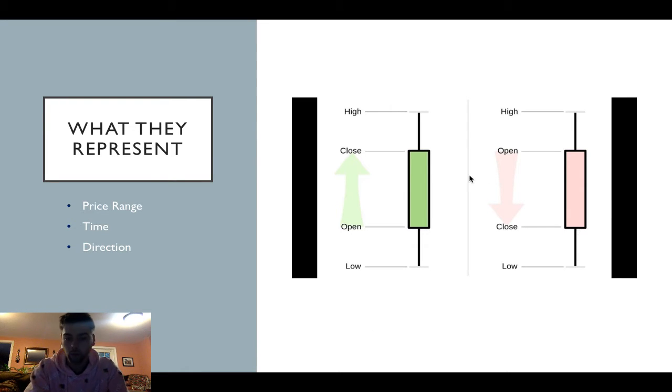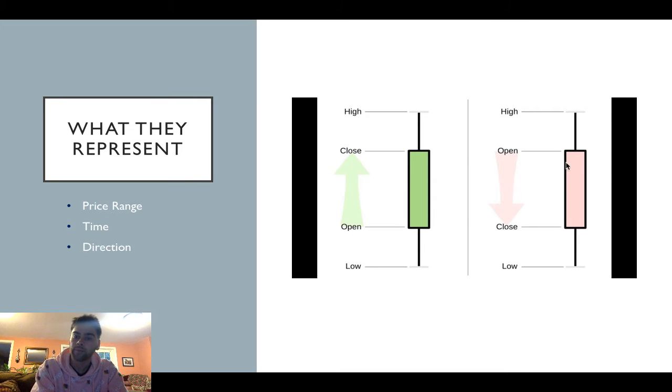So just a quick recap right here. On a green candlestick, the bottom of the box is the opening price, and when you go up to the top of the box, that is the closing price. Now, it's not the top of the wick or the bottom of the wick, it's the box. And on a red one, the top is the opening price, and the bottom of the box is the closing price.